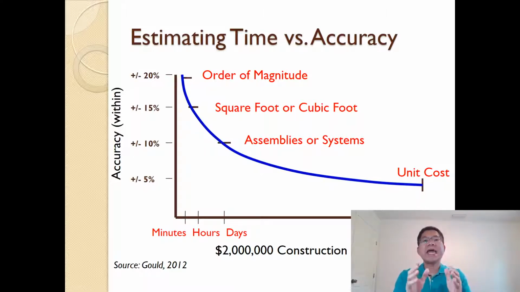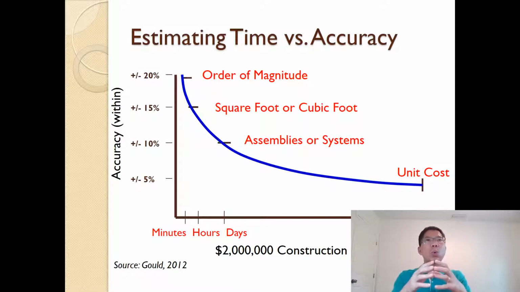So this is bridging the gap between the square foot and unit cost. In the square foot, we only know a basic parameter of a facility. For example, how many square feet, how many cubic feet of the warehouses, etc. Now going to assembly, we go more into detail, different assemblies or different systems.